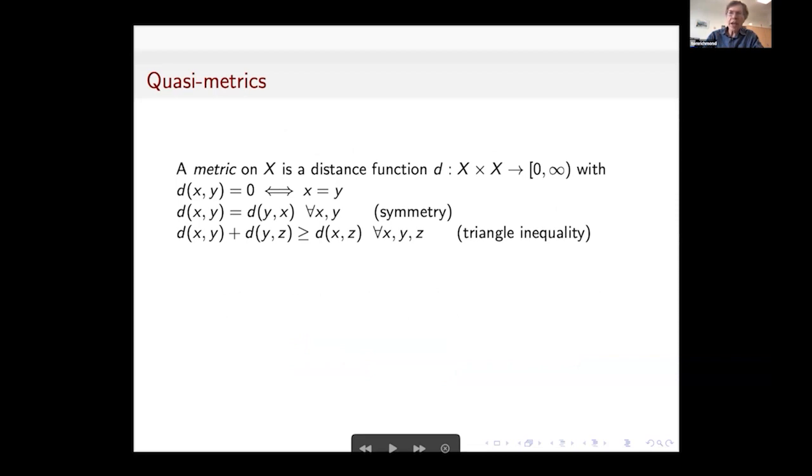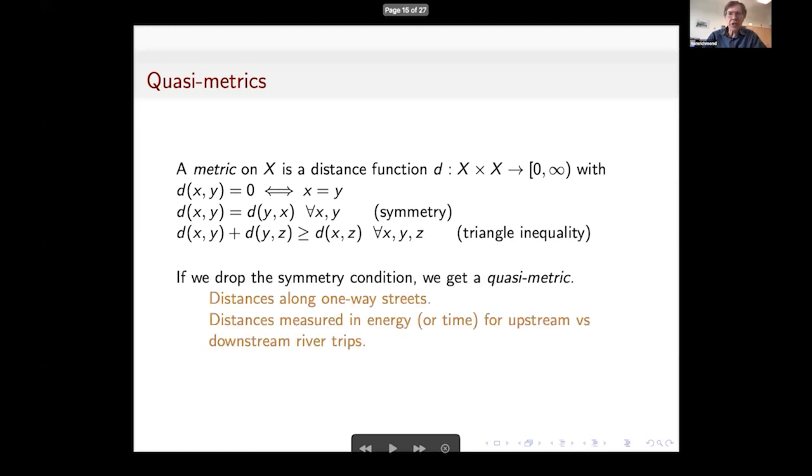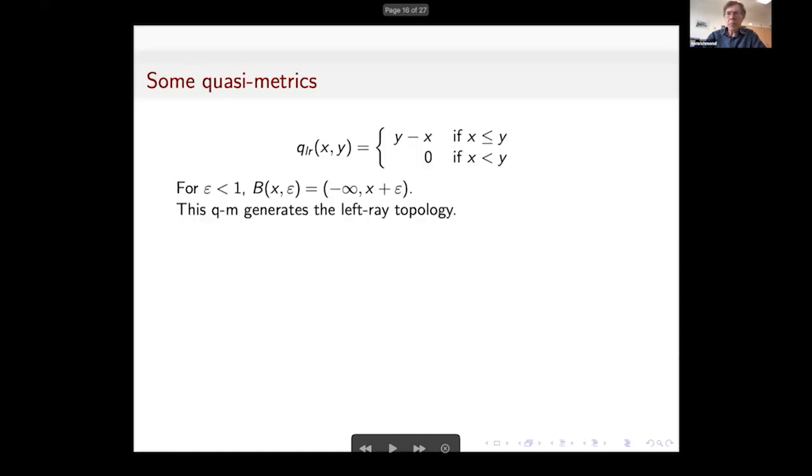If you go out of your way to a third destination before you get to your final destination, then that's longer than going directly to the original destination. And you may sometimes drop the symmetry condition from a metric so that the distance from x to y is not the distance from y to x. So distances along one-way streets, for example, or distances measured in energy consumption if you're going upstream or downstream would have asymmetric distances. So here's a quasi-metric.